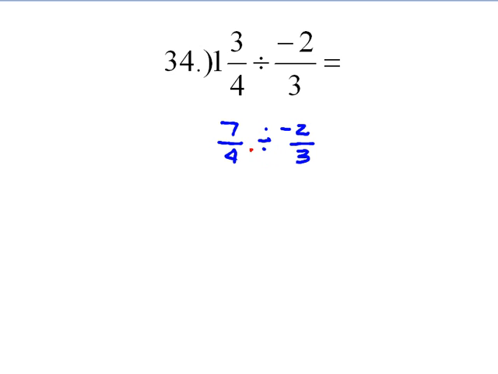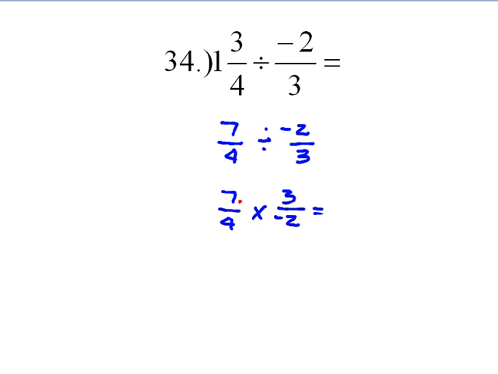Now we said when we divide, we want to change it to a multiplication problem and use its reciprocal. So we have 7/4 times 3/2. Now, it doesn't really matter where this negative sign is, whether it's in the top or the bottom. It will end up in your final answer in the top.